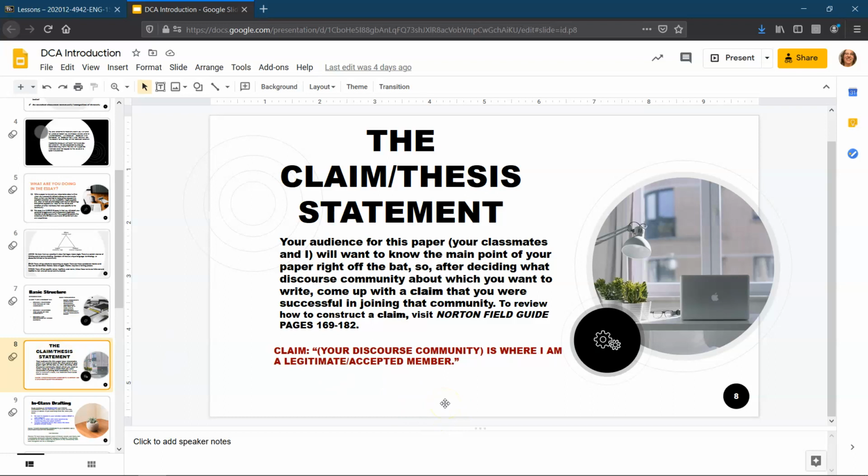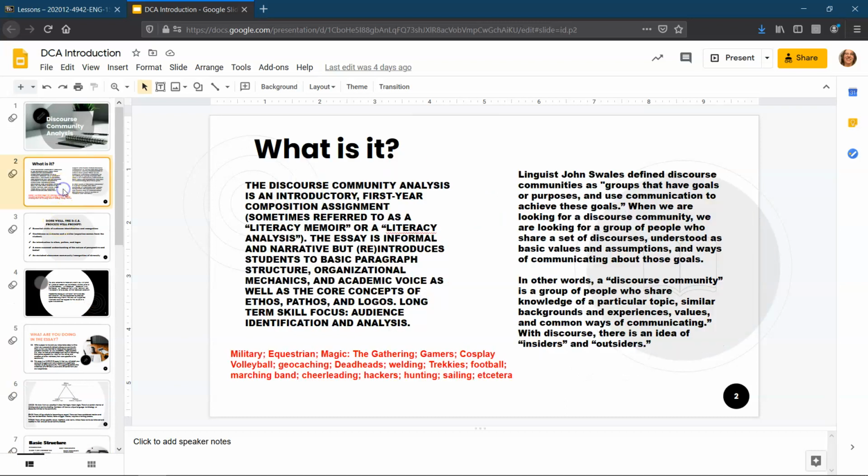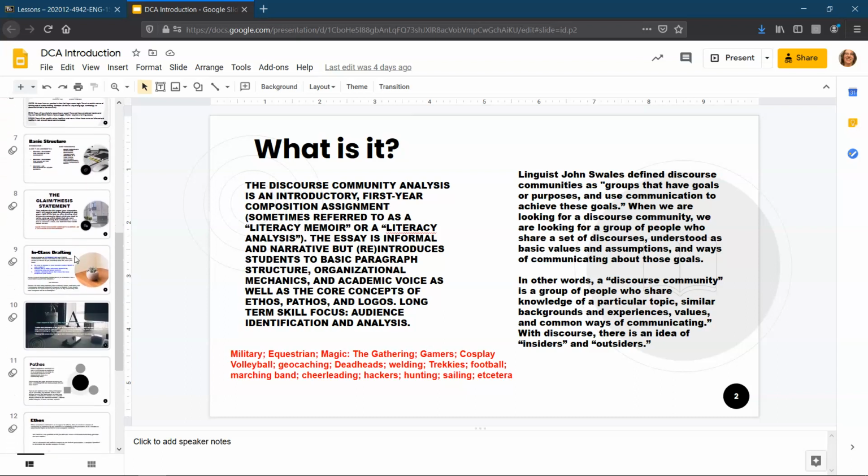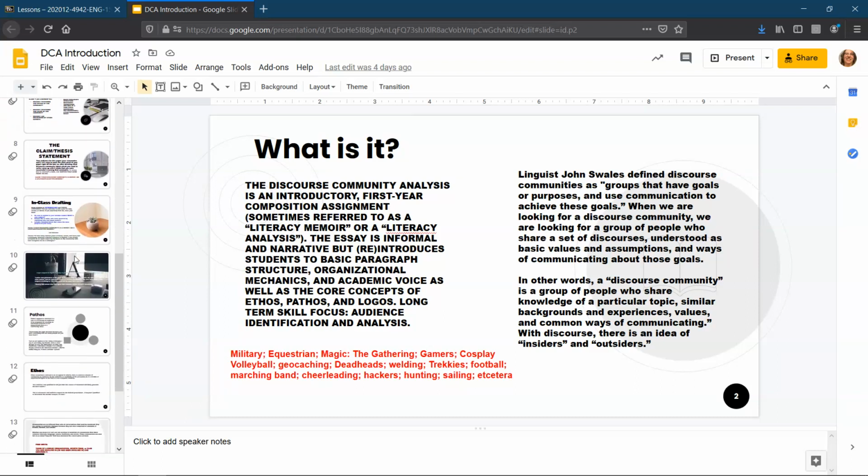This is also part of the invention to be thinking about: your claim, or thesis statement. Your audience for this paper, your classmates and I, will want to know the main point of your paper right off the bat. So you should be constructing a claim for this paper, and if you need a revisitation of how to construct a claim, you can refer to the Norton Field Guide to Writing, pages 169 through 182. And if you need a reminder of what a narrative is, you can also look at chapter 10 of the textbook, or the chapter on genre.